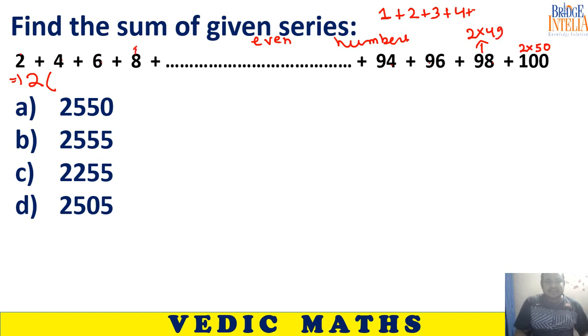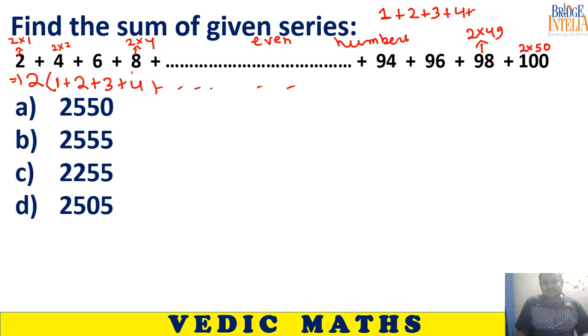Similarly 8 is equal to 2 into 4. So you can take 2 common. 2 is equal to 2 into 1. So if you take 2 common, this sum becomes 2 common, and in the bracket it will be 1. 4 is equal to 2 into 2. So if you take 2 common, 4 becomes 2 in the bracket. 6 will be written as 3. 8 will be written as 4.